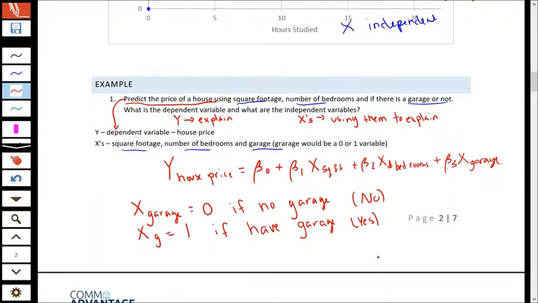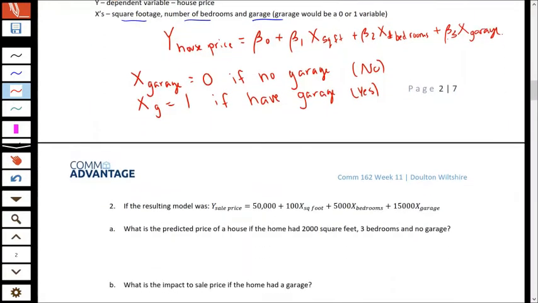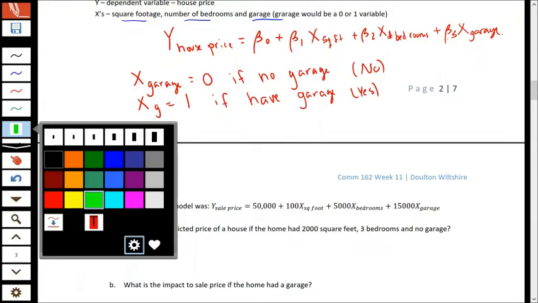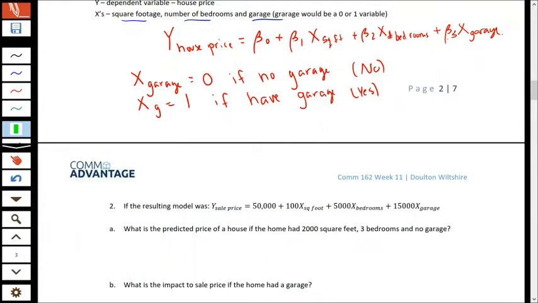And so if we look at question 2, it says, if the resulting model was, so they, and by they I mean I, have made up this theoretical magical model here, okay? Let's say Excel gave us this answer. So the intercept is 50,000, right? That's our beta 0. Beta 1, 100. Beta 2, 5,000. Beta 3, 15,000.